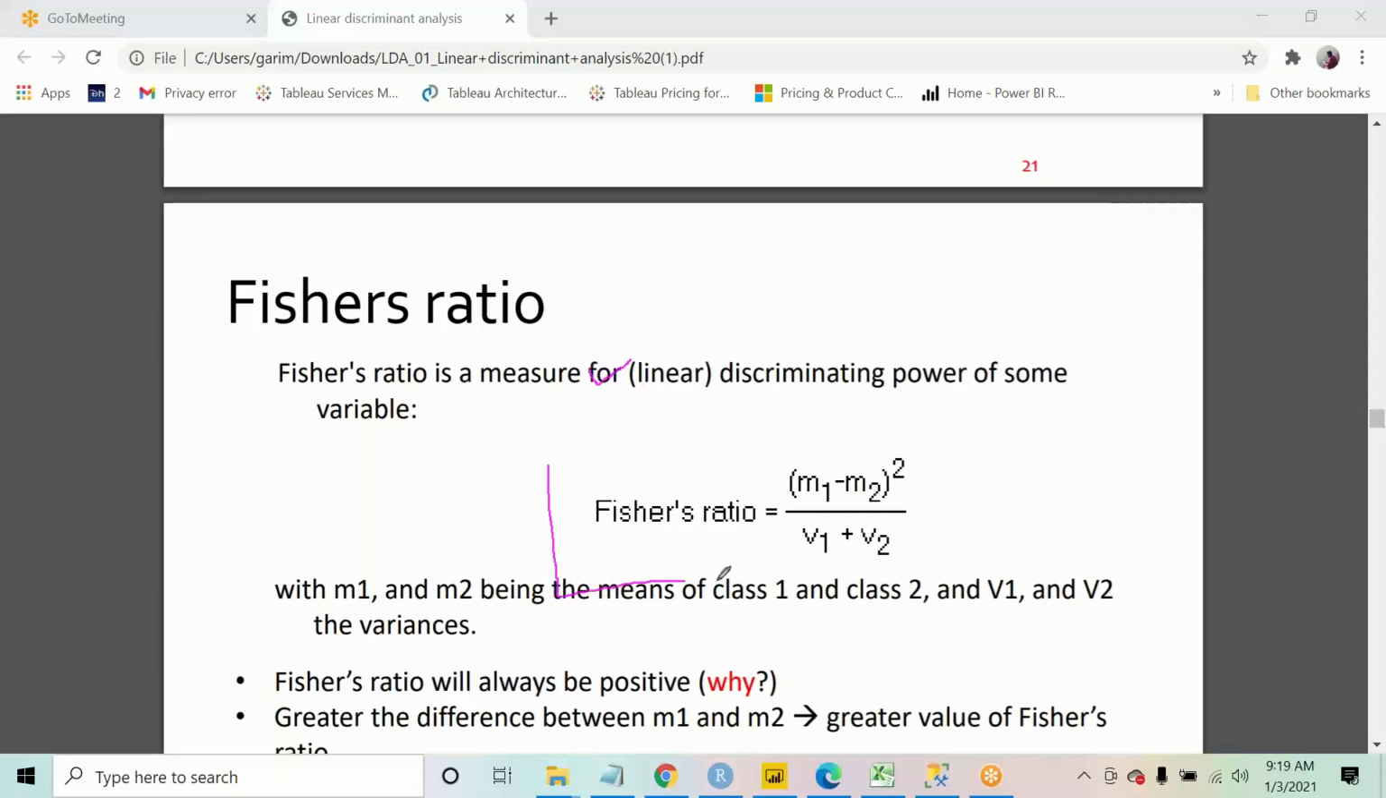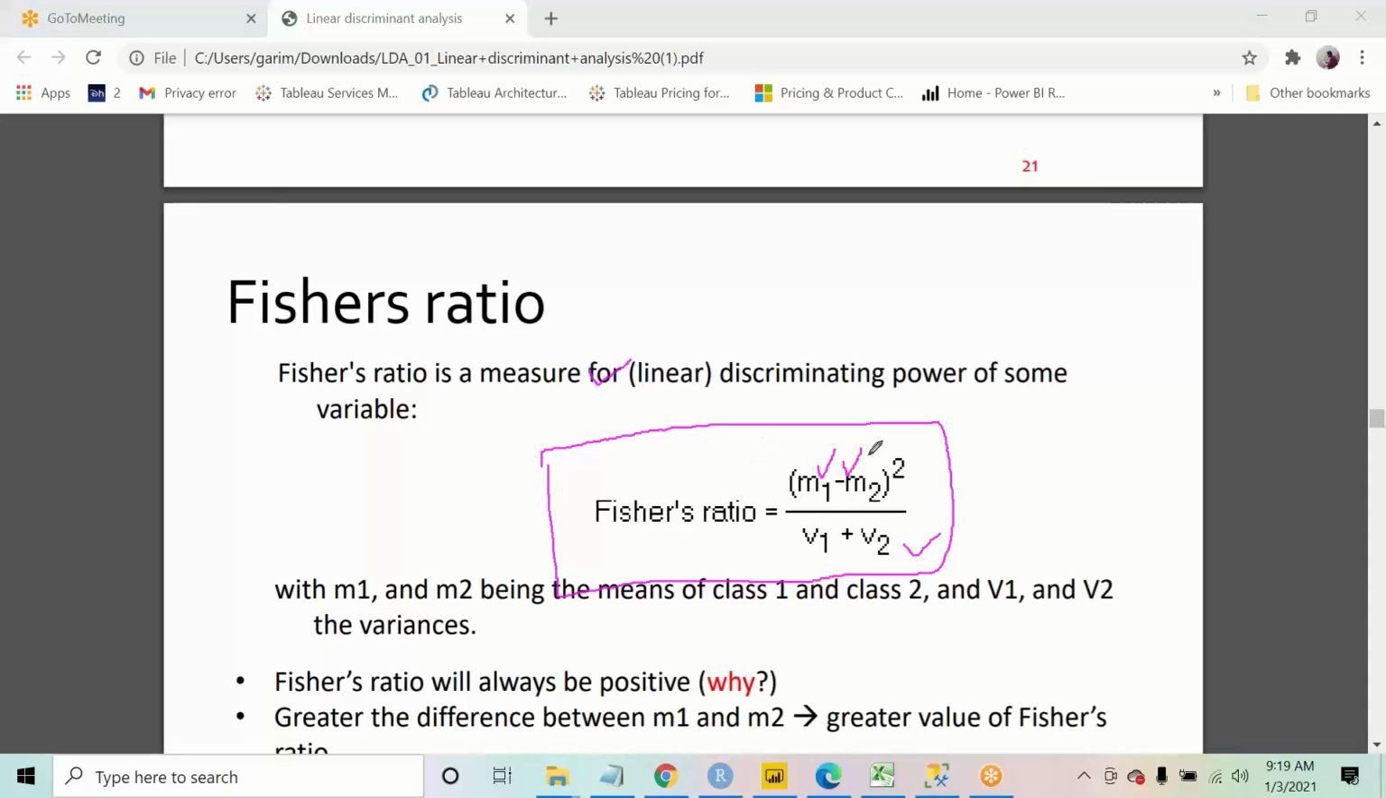So Fisher's ratio is equal to (m1 minus m2) raised to the power 2, divided by v1 plus v2. Here m1 and m2 are the mean values, the mean value of yes and the mean value of no. You calculate the Fisher's ratio for each variable, and that is how you calculate the significance of the variable.